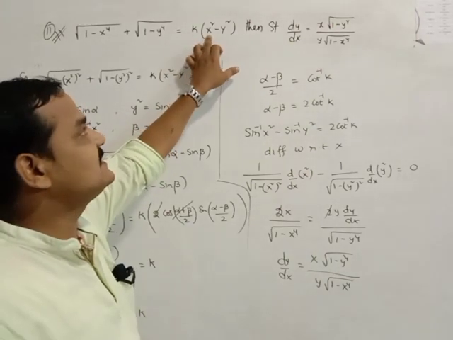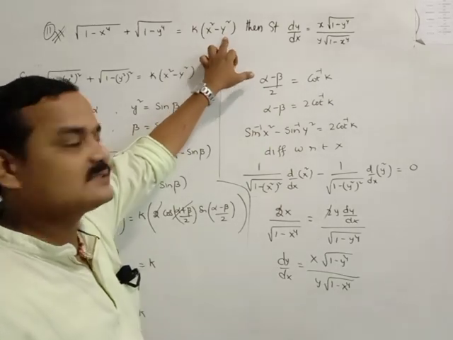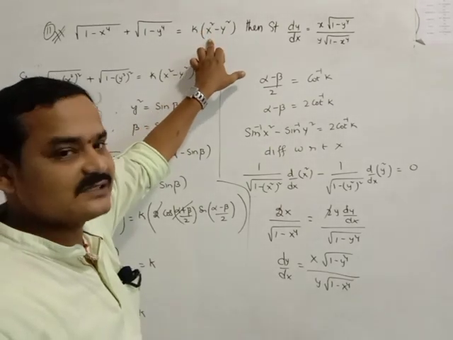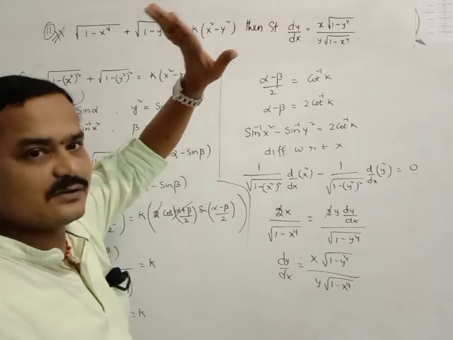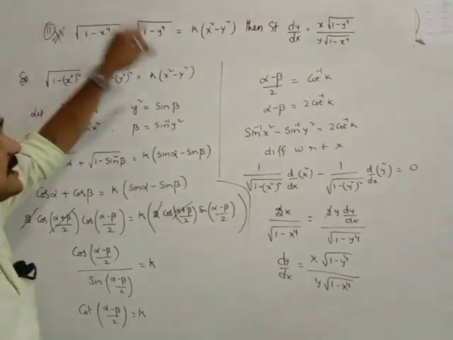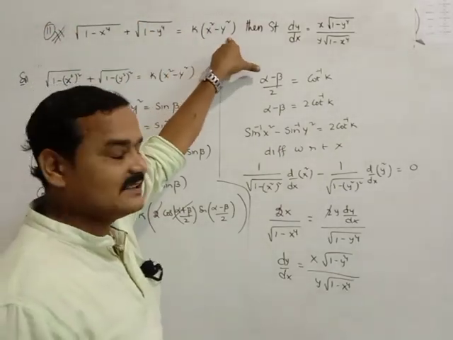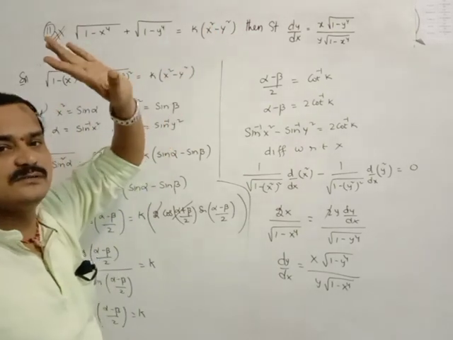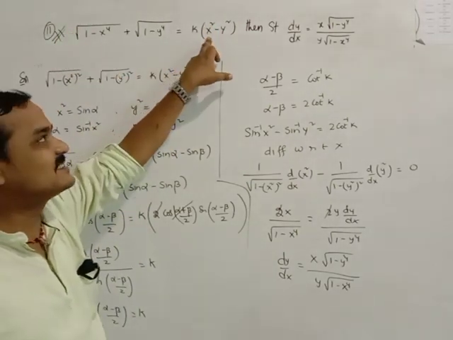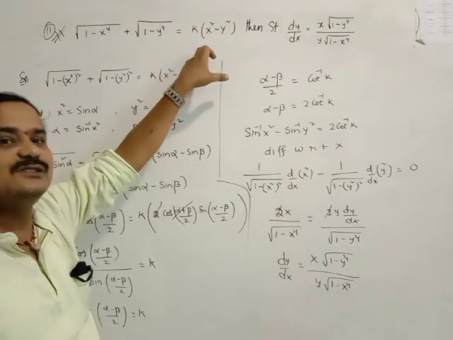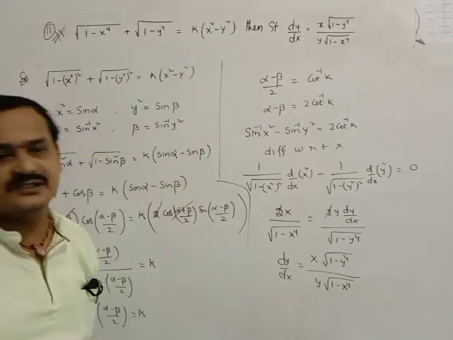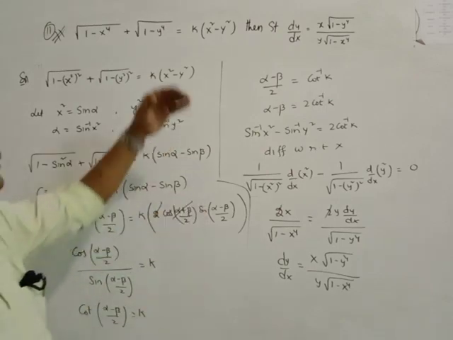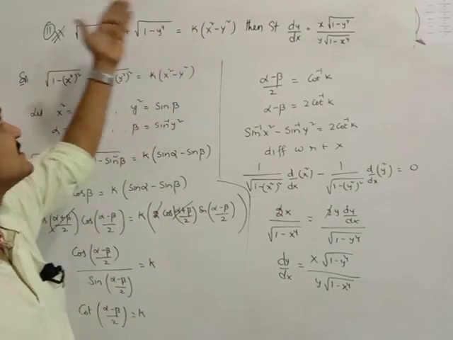In the question, it is x square and y square. So you take x square is equal to sin alpha, y square is equal to sin beta. Suppose in the question it is x and y, then you need to take x is equal to sin alpha, y is equal to sin beta. If it is x cube, y cube, then x cube is equal to sin alpha, y cube is equal to sin beta.